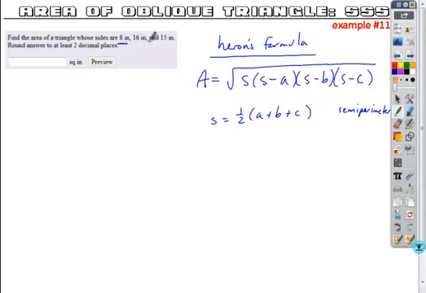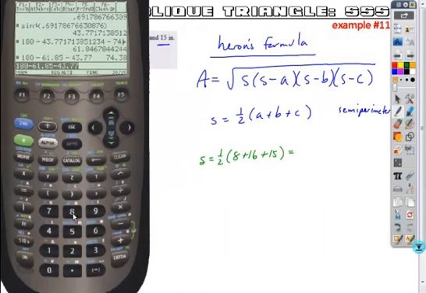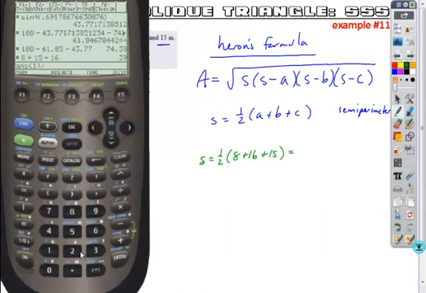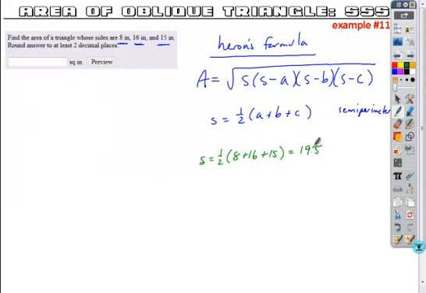So if you have a triangle with these 3 side lengths, what you're going to need to do in order to calculate the area is you first need to know what your S value is. So 1/2 of 8 plus 16 plus 15. So if we go 8 plus 15 plus 16, divide by 2, we get 19.5. So there's our S value.